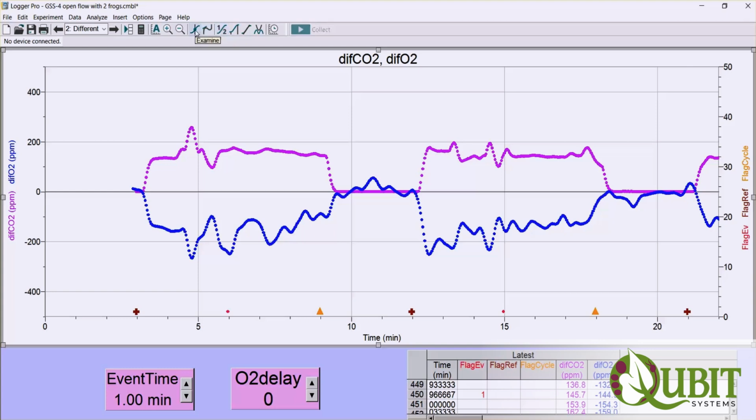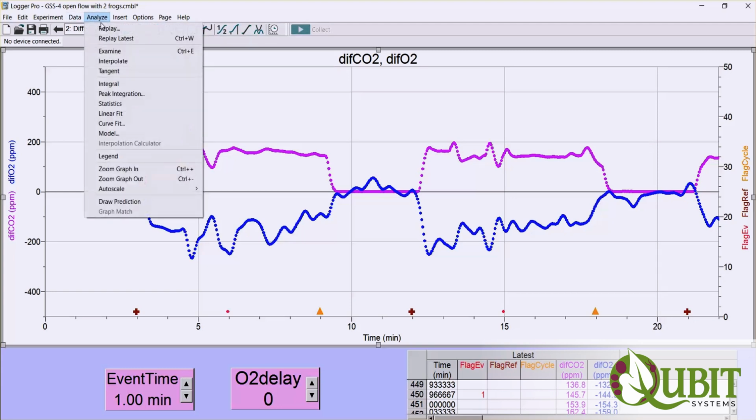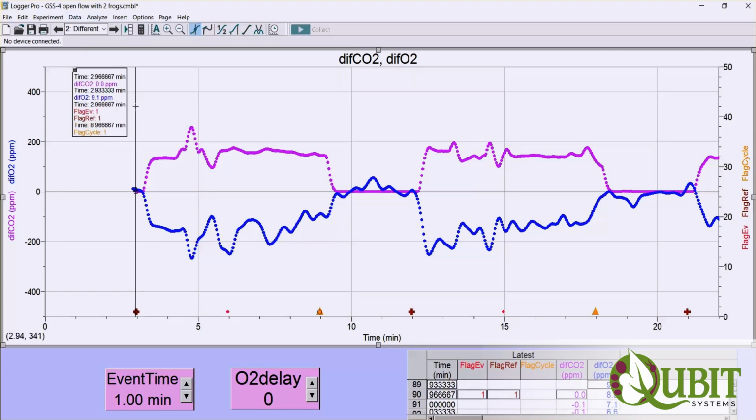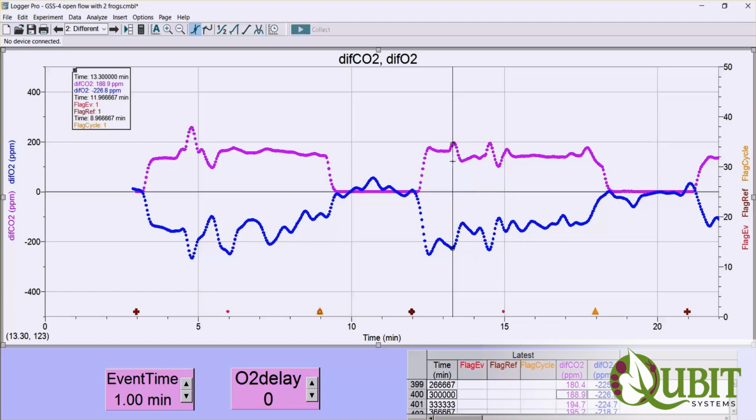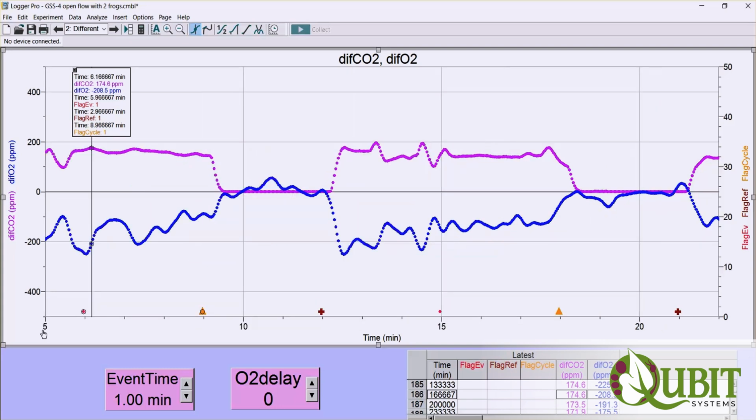You can activate it either through this icon here, or you can go to the menu, analyze, and select examine directly. What happens is you'll see this line up here, and you can use this line to check the alignment of your CO2 and O2 signal. The best place to do that is by looking at individual peaks or deflection points where both oxygen and CO2 are clearly showing a deflection. It helps to zoom in on the data because if you're looking at this data close up, you can see the individual points.